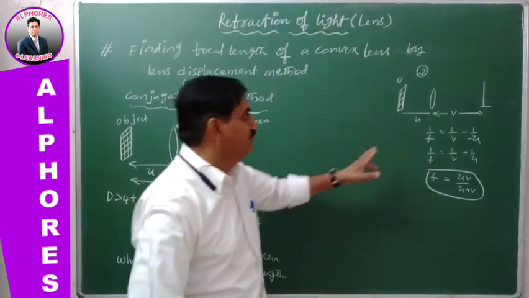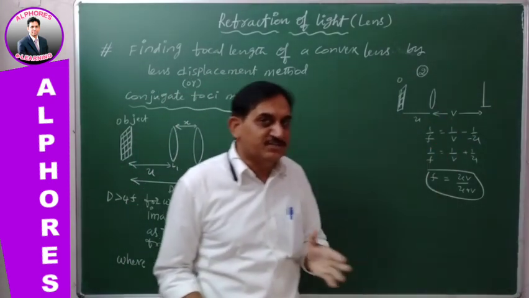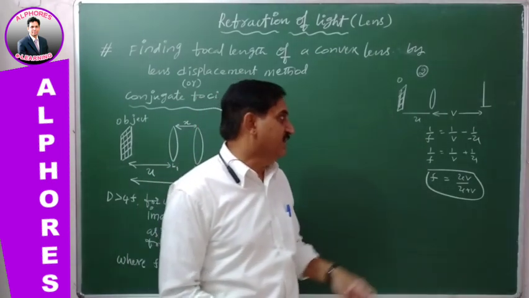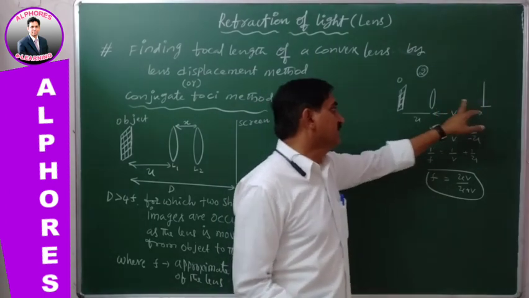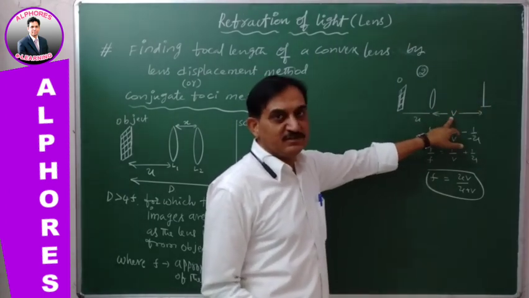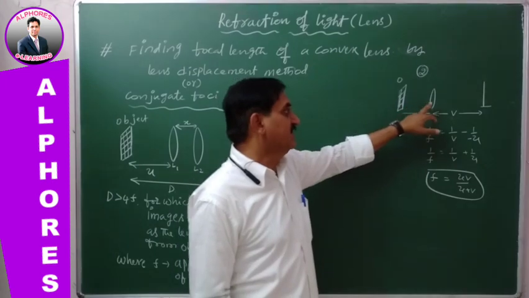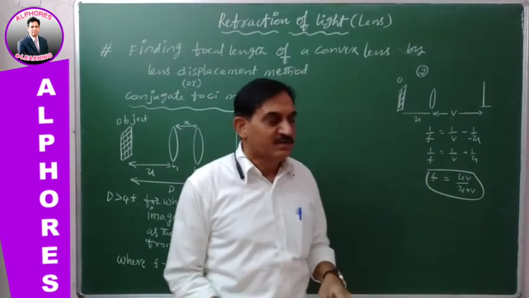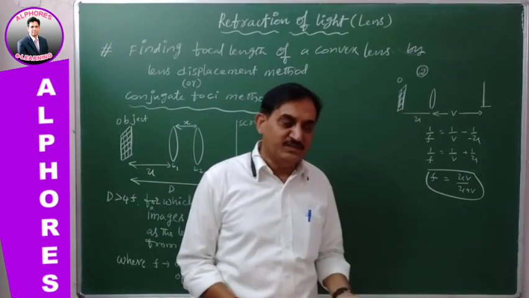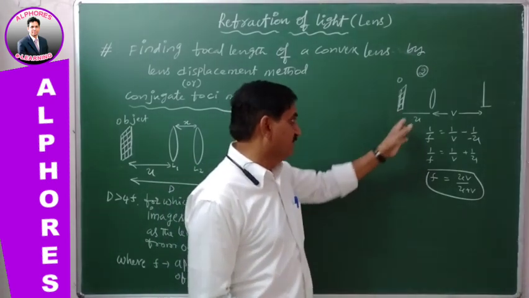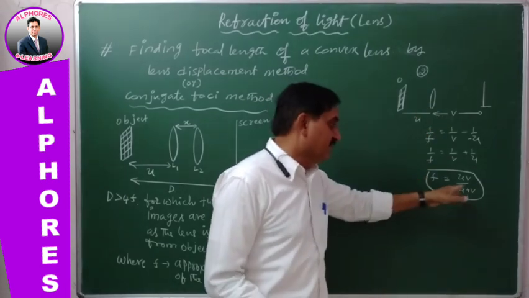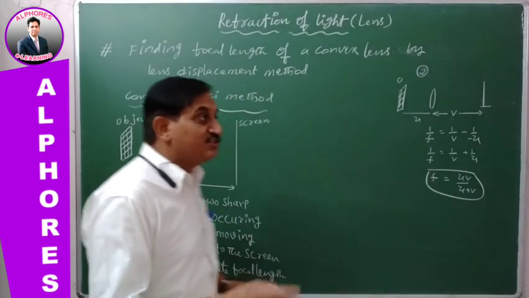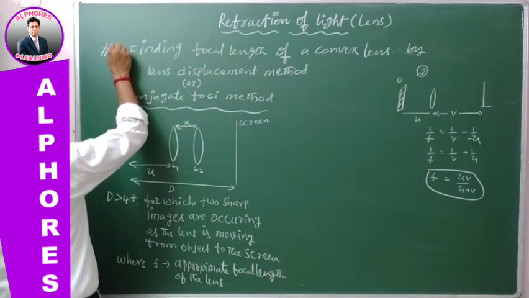And the second method is the UV method, in which the screen is adjusted till you get the sharp image on it. Then the distance of the screen and the lens is measured, that is the image distance, and the object and the lens distance we already fixed, that is the object distance. Then using the lens formula, f is equal to uv by u plus v, put in these values, simplify it, and you will get the focal length of the lens. This is the second method. And the third method is this one.